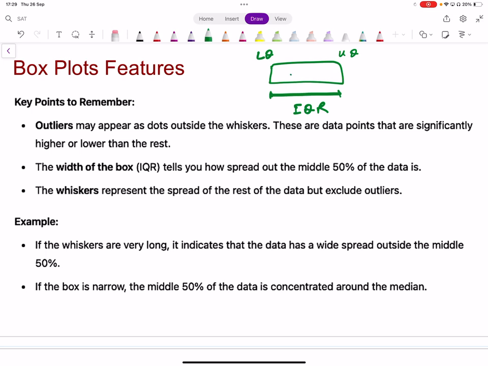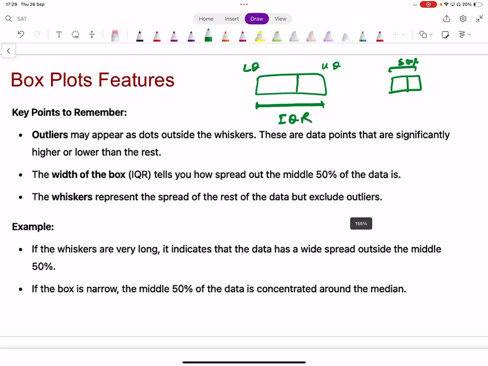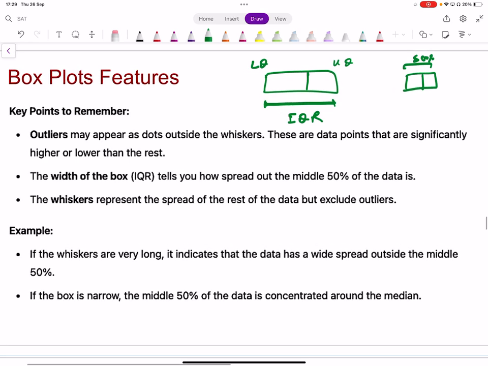If the box is very narrow like this, that means these 50% of the values from 25 to 75 are concentrated around the median. They're very close to the median. But if the box is bigger like this, they're not as concentrated, right? These are just some things to keep in mind. Sometimes there might be 4 options given, and they ask which interpretation is correct for a particular box plot. You should be able to figure out what to say based on the width of the boxes and also the length of the whiskers.